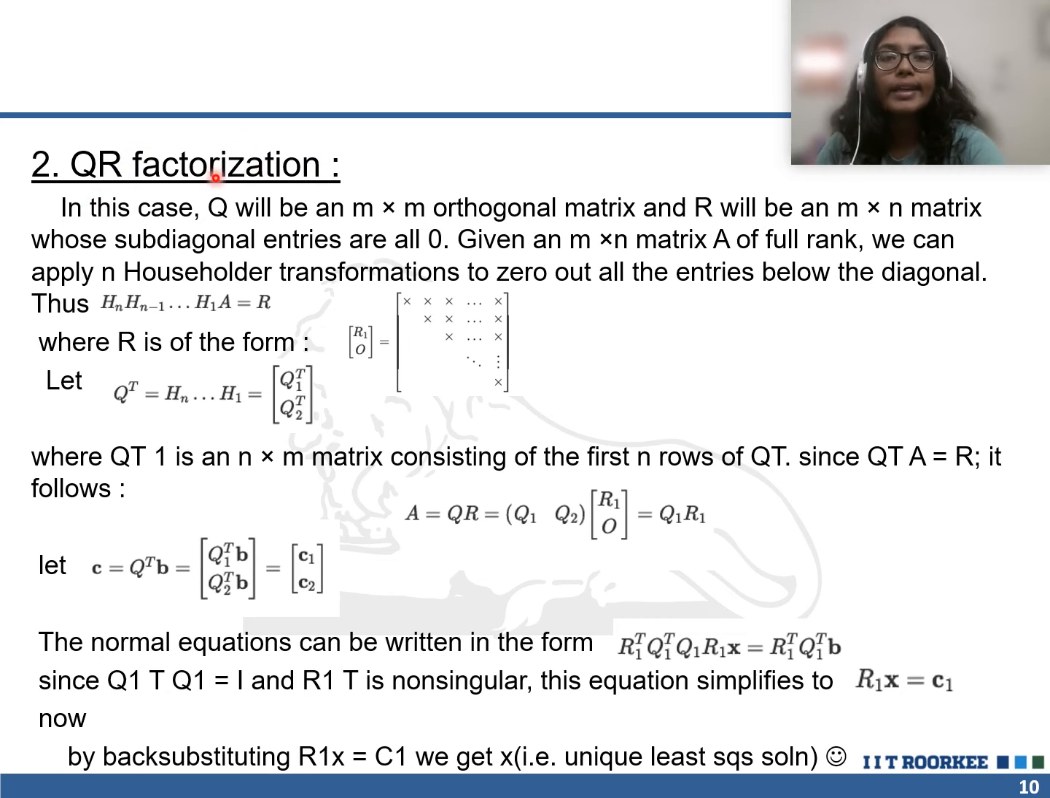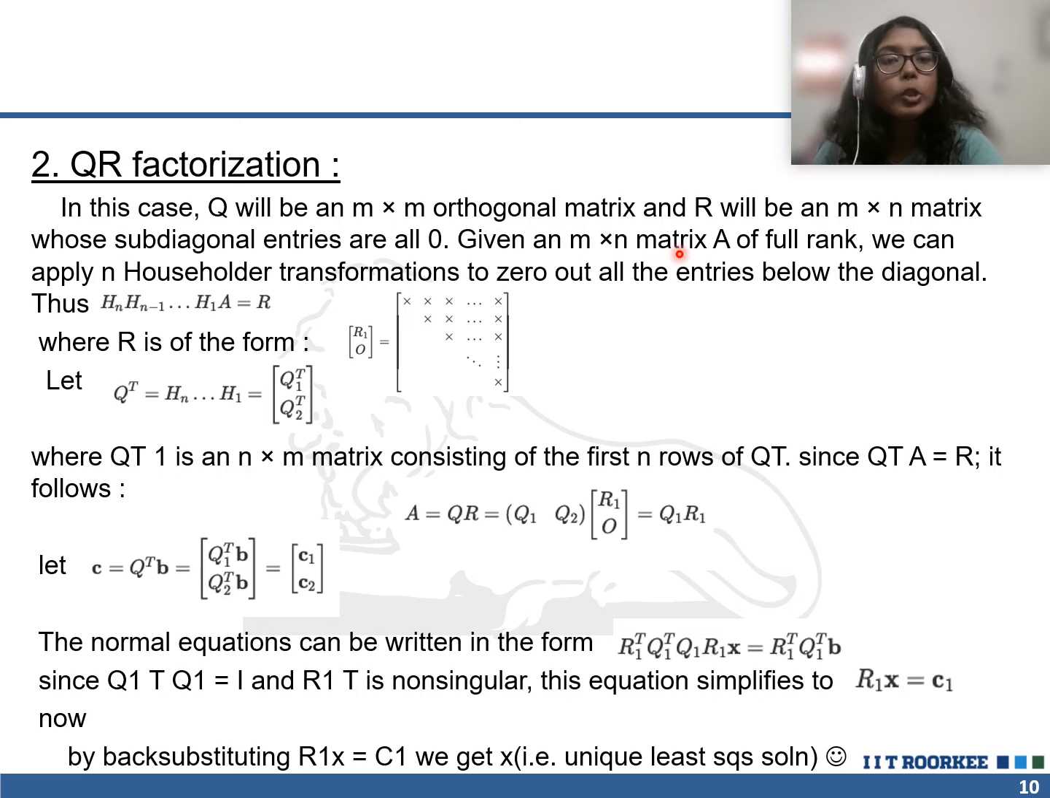This is the next method, QR factorization for least squares. This is used for solving an overdetermined system. In this case, you will just break up A into Q into R, A equal to Q into R, where Q will be an M into M orthogonal matrix and R will be an M into N matrix. So Q into R will be M into N, where since A is M into N, R's subdiagonal elements are all zeros. Look, R is something like this. So R is of the form R1 comma 0, where R1 is this, and then you'll have all these zeros. And also notice the diagonal entries can never be 0.